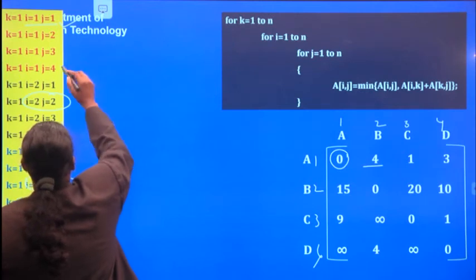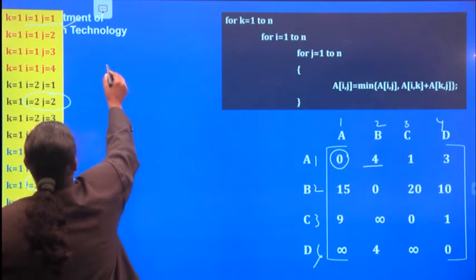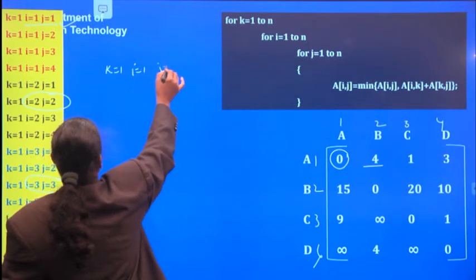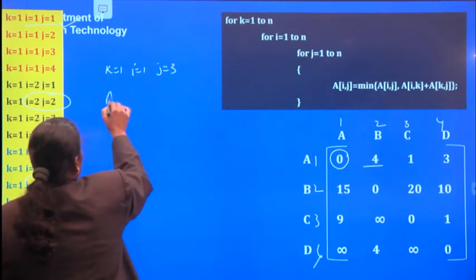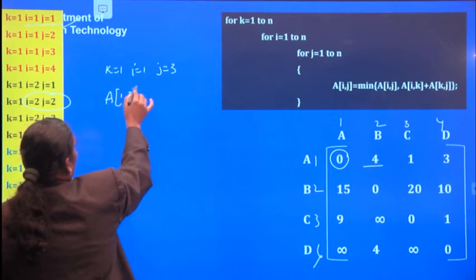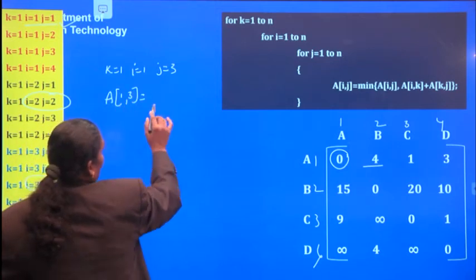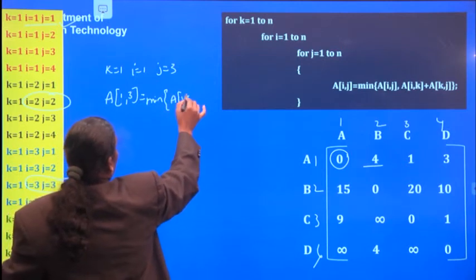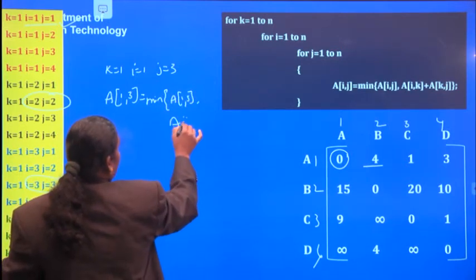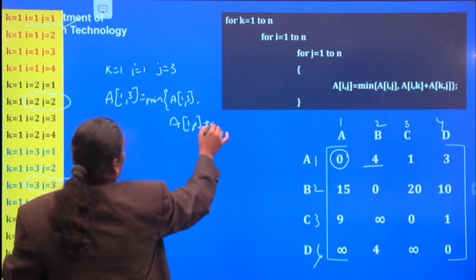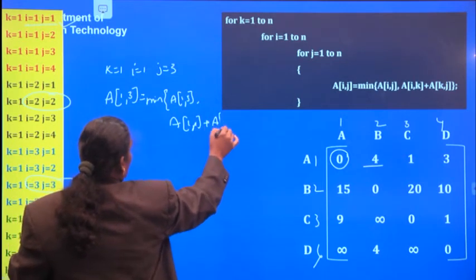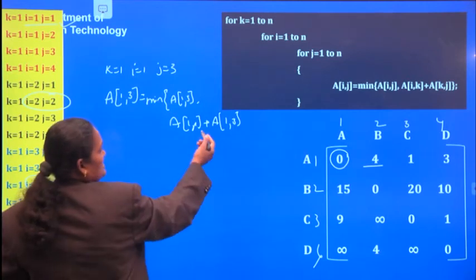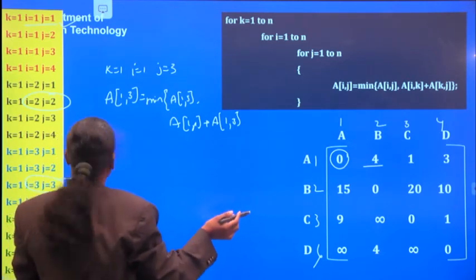Now we will go for the next case, which is k is equal to 1, i is equal to 1, j is equal to 3. In this case, what we are going to find? A13. A13 is equal to minimum of A13 comma A1k, that is A11 plus Akj. Kj is 13. So what is 13? Cost of 13 is 1. 1 comma 0 plus 1, which cannot be updated again.